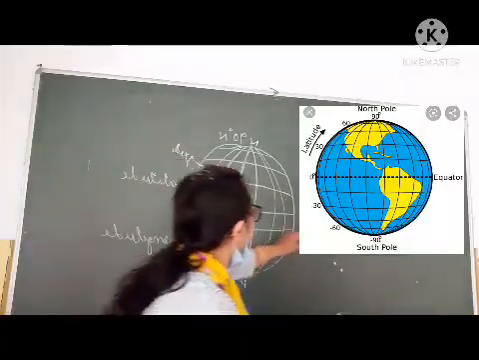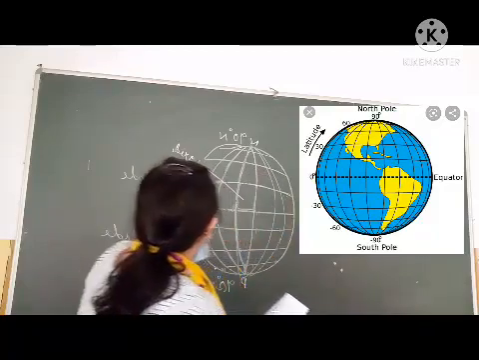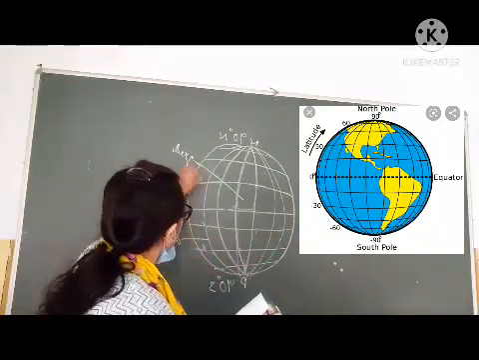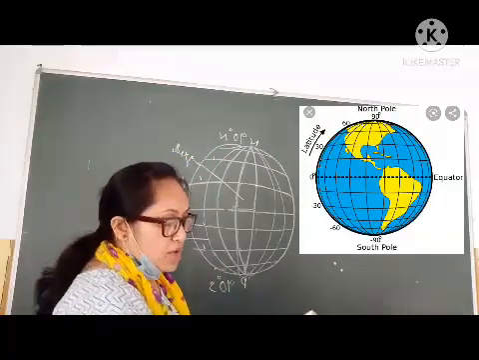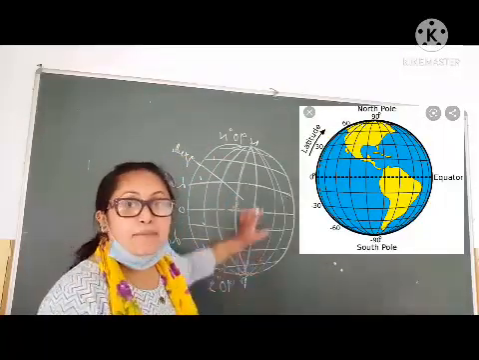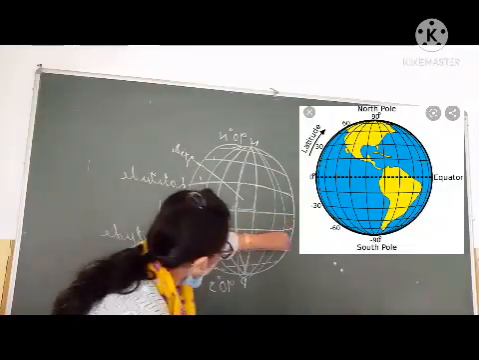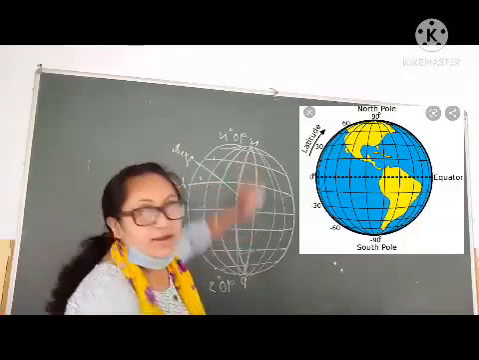These lines run from the east to west. These are lines of latitude. This one, this one, this one, this one. Now, these lines run parallel to each other. See, these are parallel. From here it goes like this. Again, the next line. These are parallel to each other.